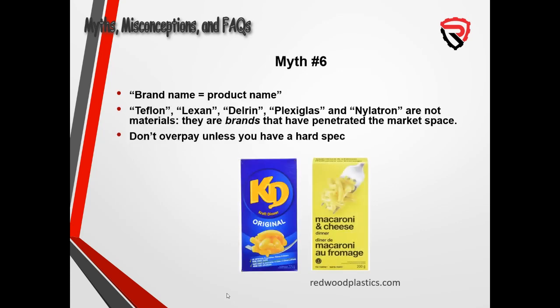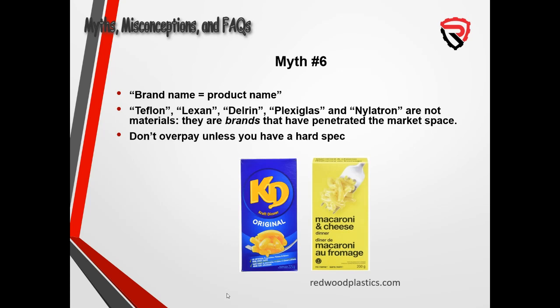Myth number six. I left this one for the end because this is probably the biggest of them all and the one that we spend the most time on, which is that the myth is that a brand name equals a product name. Now, I can't blame our customers for this, because what has happened is the brand names for certain plastic products have become so integral in the industry that people actually think that's the name of the plastic. So the five biggest ones are Teflon, which is actually PTFE, Lexan, Delrin, Plexiglass, and Nylotron. None of those five actually mean a specific product. They are a brand for various plastics.